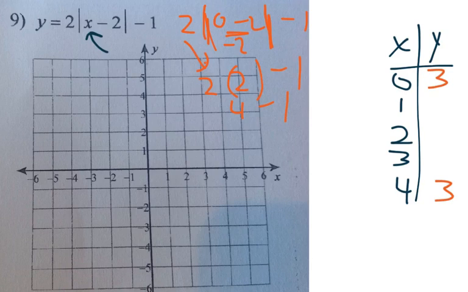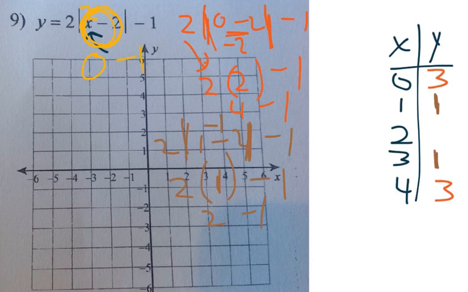All right, let's plug in the 1. 2, absolute value, 1 minus 2, minus 1. I know 1 minus 2 is negative 1, but the absolute value makes it positive 1, times 2 minus 1. 2 times 1, 2 minus 1 is 1. And by symmetry, 3 must be 1. And then finally, the vertex, guys. Do you agree if I put in 2, I'm going to get a 0. Even times 2 is still going to be a 0. Minus 1 is negative 1. And after I clean up here, guys, we're going to be ready to graph.